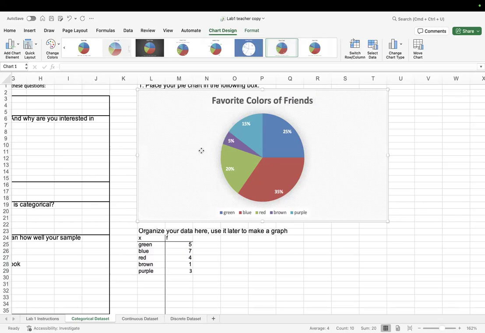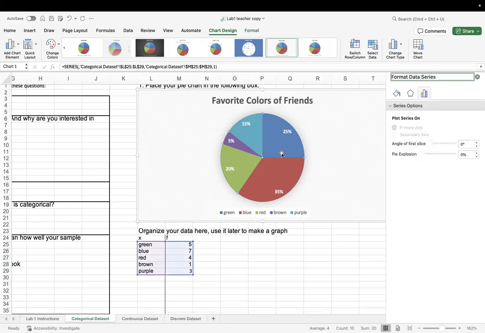Okay. Now, this is lovely. I like this, but what I don't like is that all these colors are wrong. And I'm going to double click. I just double clicked on my entire pie and see this right here. I'm going to change my fill colors. So I'm going to just click on each one.